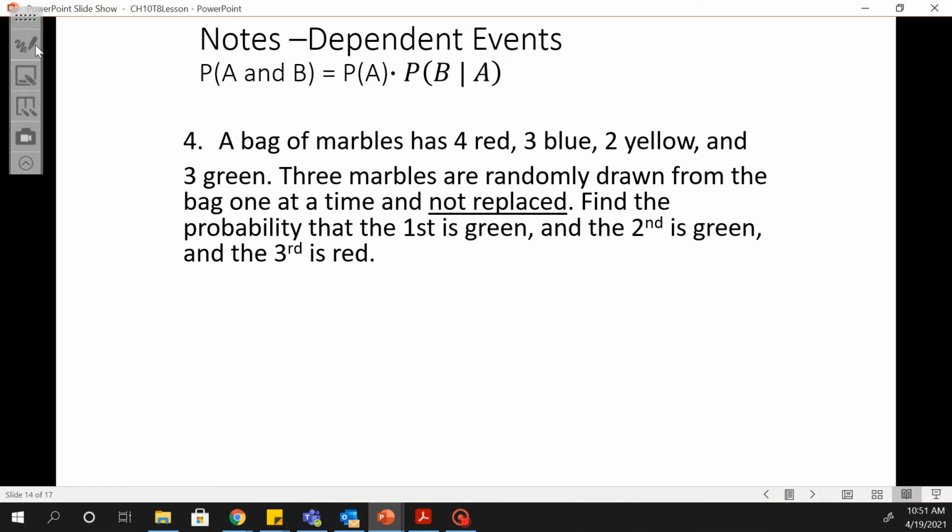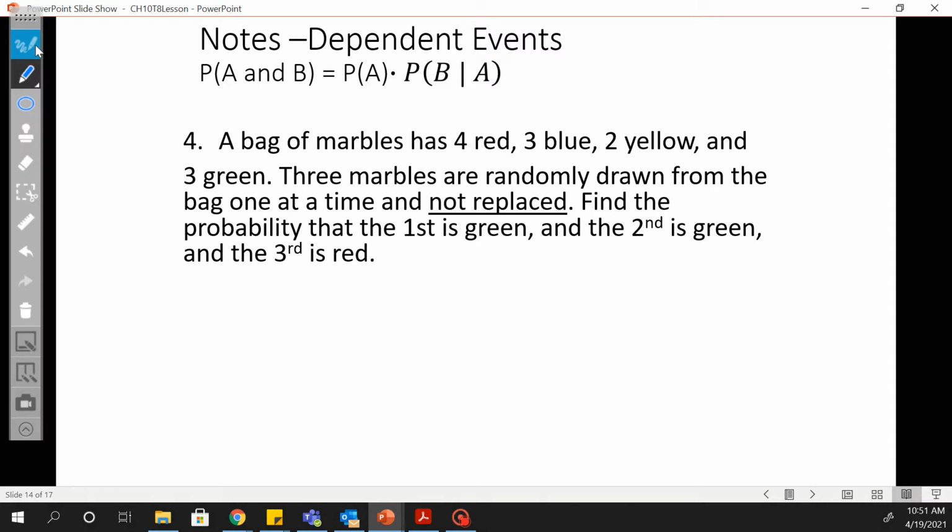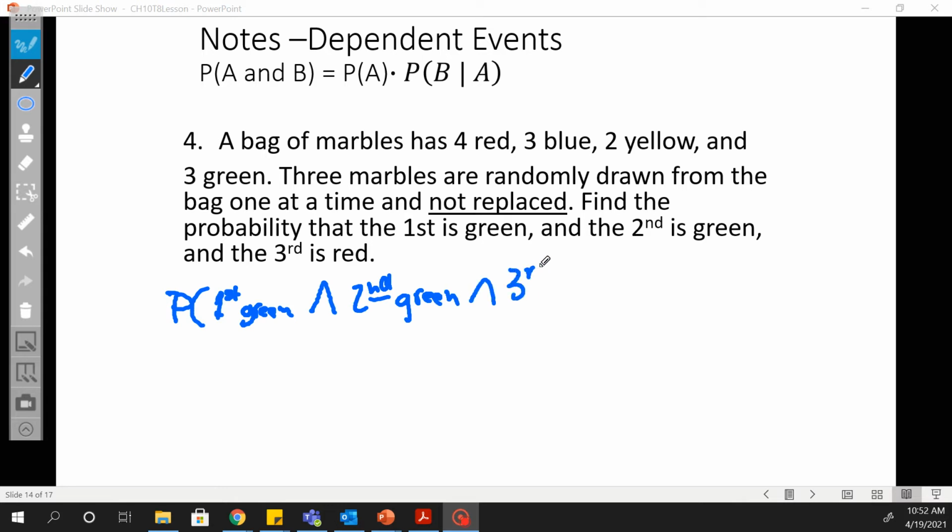A bag of marbles has 4 red, 3 blue, 2 yellow, and 3 green. 3 marbles are randomly drawn from the bag one at a time and not replaced. Find the probability that the first is green, second is green, and the third is red. So we've got to extend this concept out to 3 events. So we want the probability of first green and second green and third red.